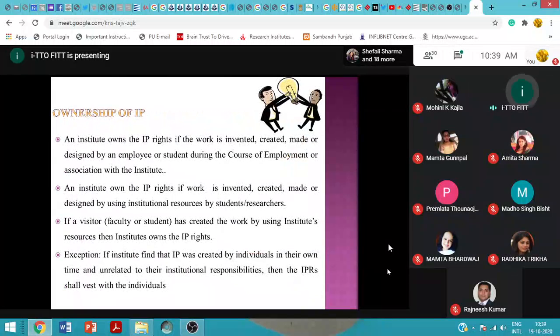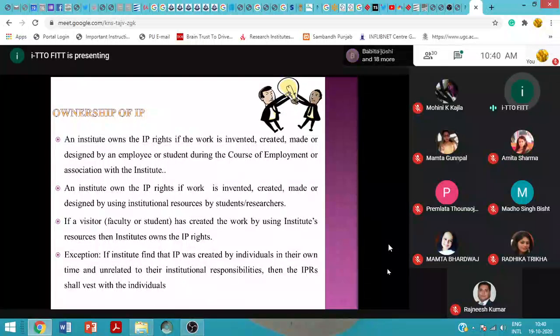Ownership of IP. These are the different scenarios which can be mentioned in the IP policy. In that case, who will own the IP? For example, an institute owns the IP right if the work is invented, created, made, or designed by an employee or student during the course of employment or association with the institute.